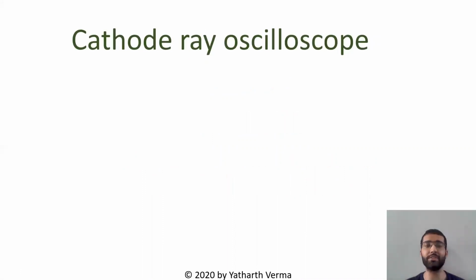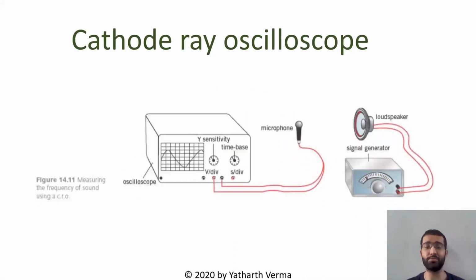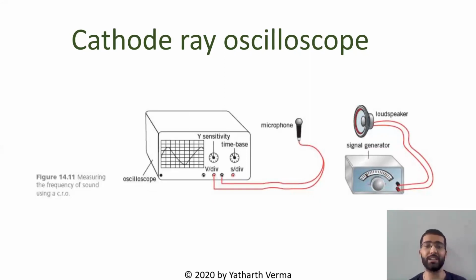Now, first is what is a cathode ray oscilloscope? What does it do? So if you look at this diagram, there is a signal generator which is sending the signal to a loudspeaker. The loudspeaker is sending a signal to the microphone, and the microphone is connected to a cathode ray oscilloscope, which is also known as CRO. And what this cathode ray oscilloscope is doing is showing a graph. It is showing the signal wave as a trace, right?